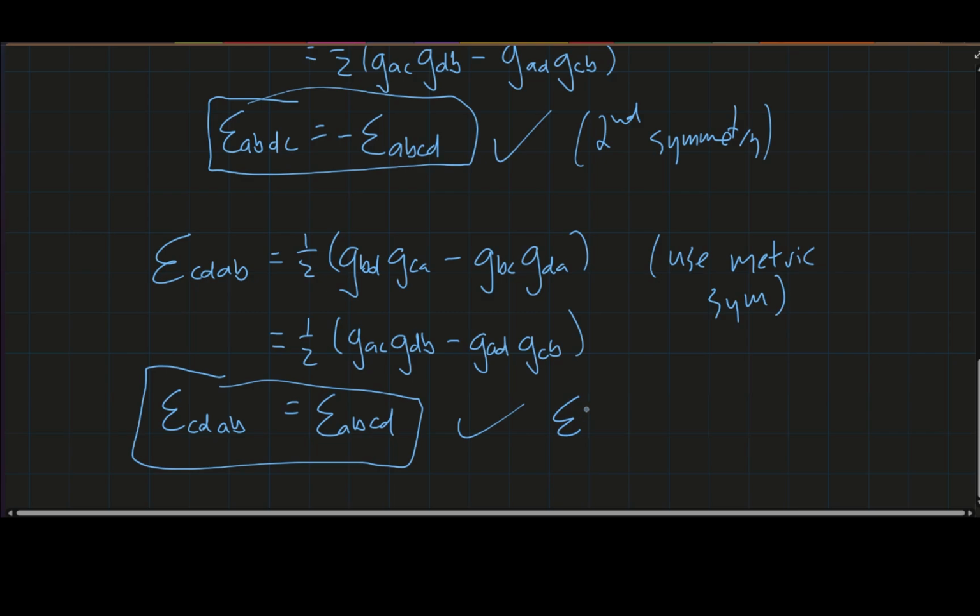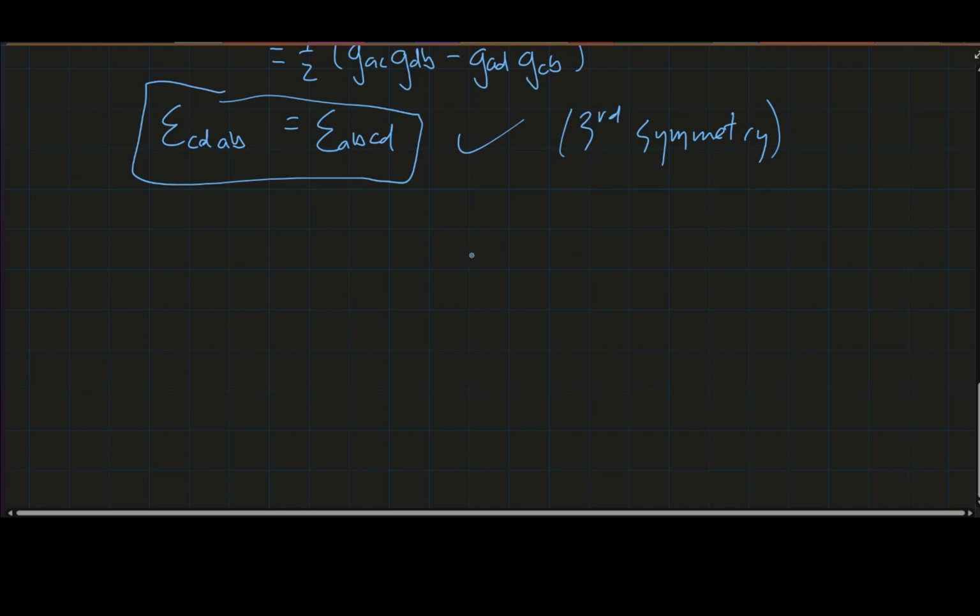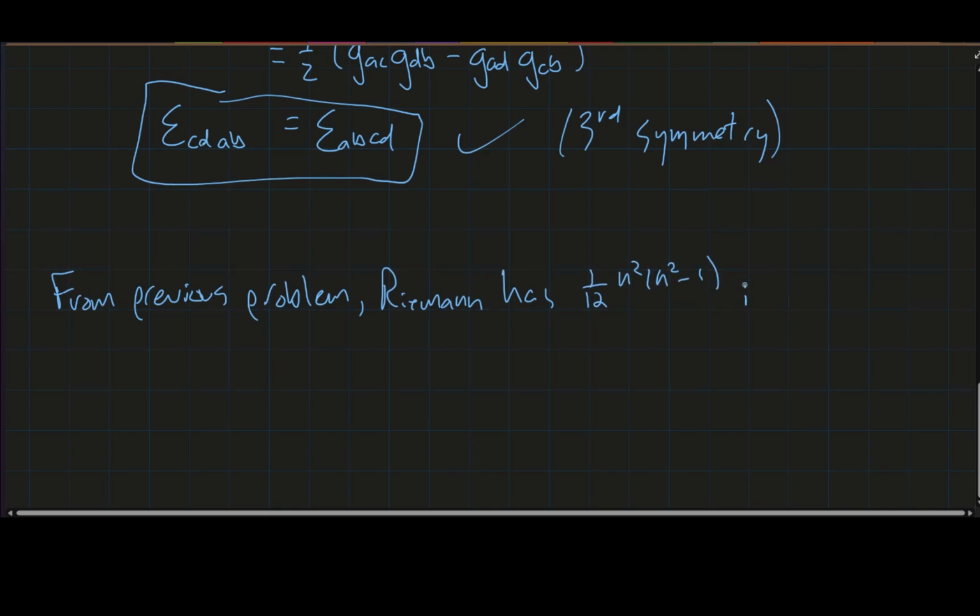Okay, so we've checked now the third symmetry. Okay, so we know from the previous problem the Riemann tensor has independent components.